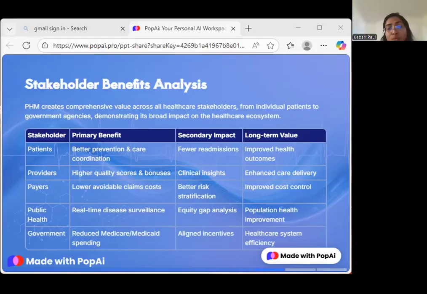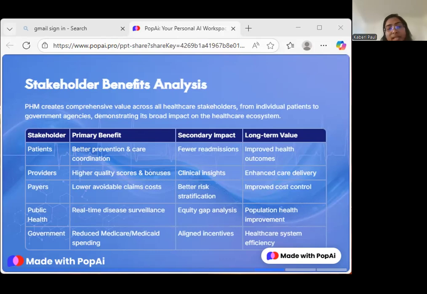Providers benefit through higher quality scores, performance bonuses, and better visibility into care gaps. Payers benefit because they can reduce costly claims and predict risk more accurately. Public health organizations gain better surveillance tools for chronic diseases, and government agencies like CMS benefit by reducing spending in programs like Medicare and Medicaid.